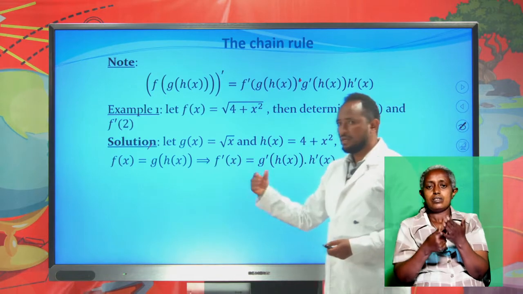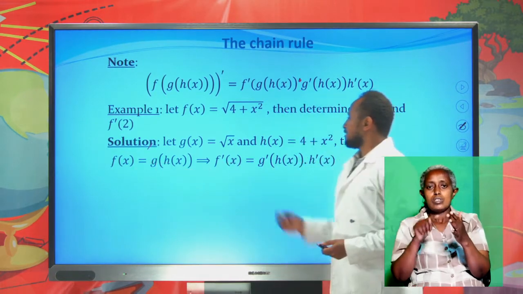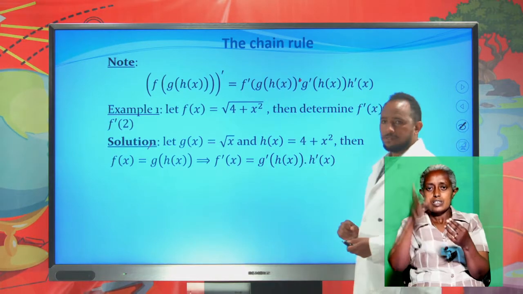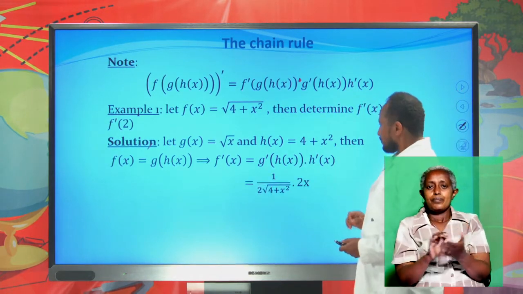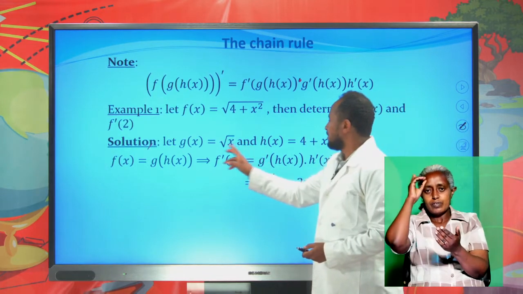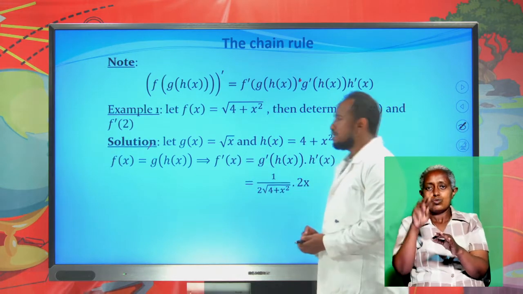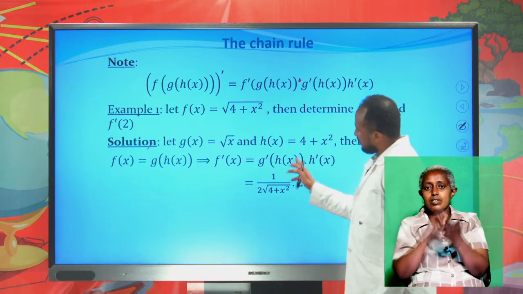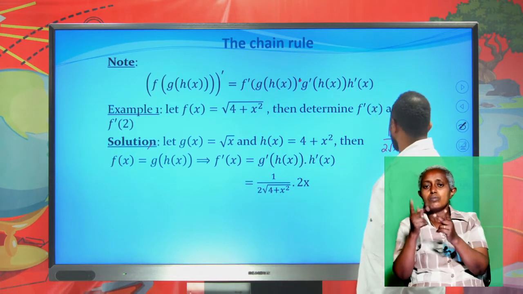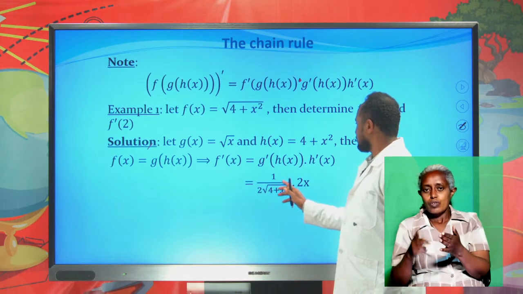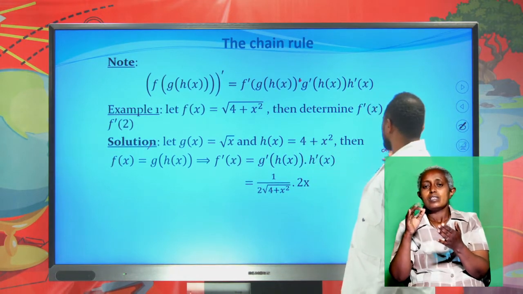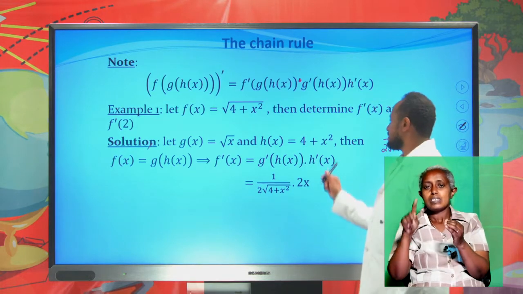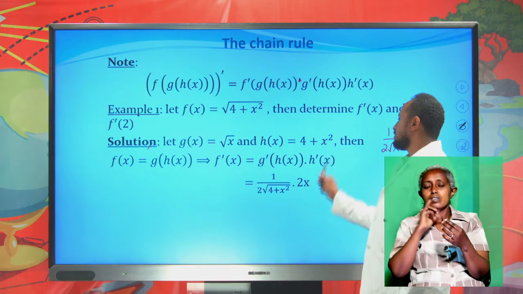So this implies, using the chain rule, the derivative of this function will be equal to g derivative of h of x times h derivative of x. So this is equal to the derivative of the square root function. The derivative of the square root of x is 1 over 2 root x, but you put h of x in place of x. So for this case, it is 1 over 2 root of the internal function. It's not x here, it is 4 plus x squared. Therefore, 1 divided by 2 times the square root of 4 plus x squared, times h derivative of x. Our h of x is this one, its derivative is 2x.